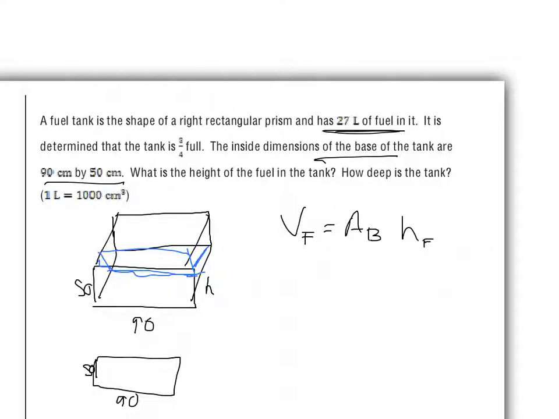Alright? So the volume of the fuel is 27 liters. We need that to be in cubic centimeters. Again, they told us this earlier. That means that this is 27,000 cubic centimeters, because 27 liters times 1,000 gives me 27,000.